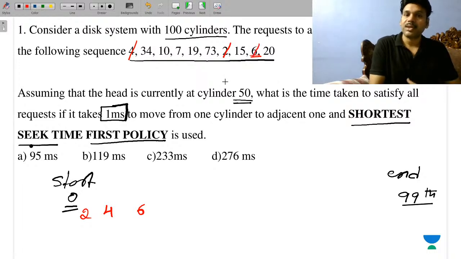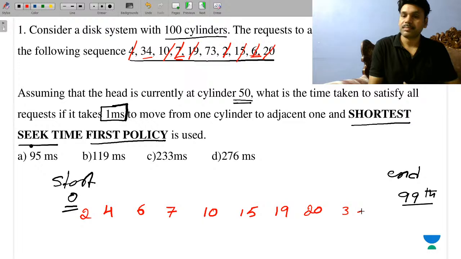and a 6. Then after that we are having a 7. Then after that we are having a 10. Then after that we are having 15 and 19. Then after that we are having a 20. Then finally we are having a 34 and a 73. They are all in between the start of the disk and the end of the disk.